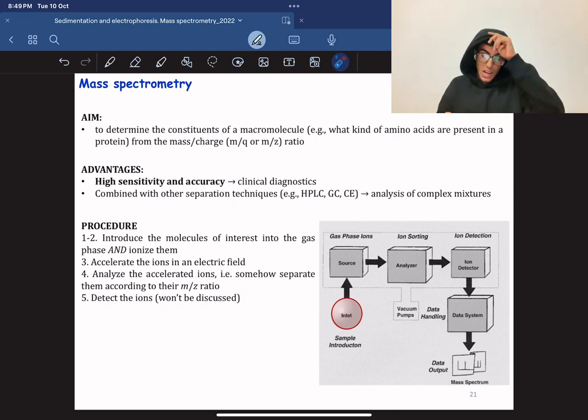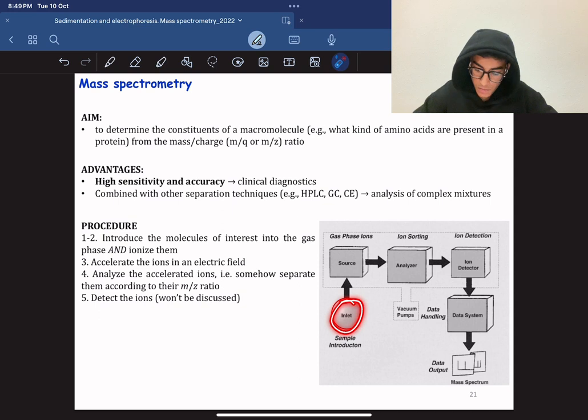So let's look at some of the things that we have over here. First, we have the sample introduction. Of course, this is the sample that we need. We introduce the sample into the source where they have gas phase ions. So over here, the particle is vaporized and then it's ionized. So it's given a charge. Okay, multiple ways to give a charge.